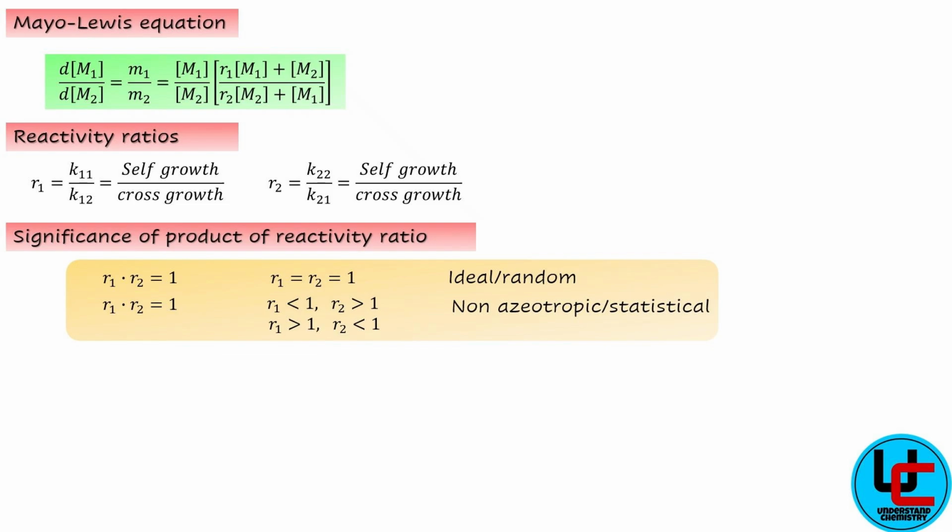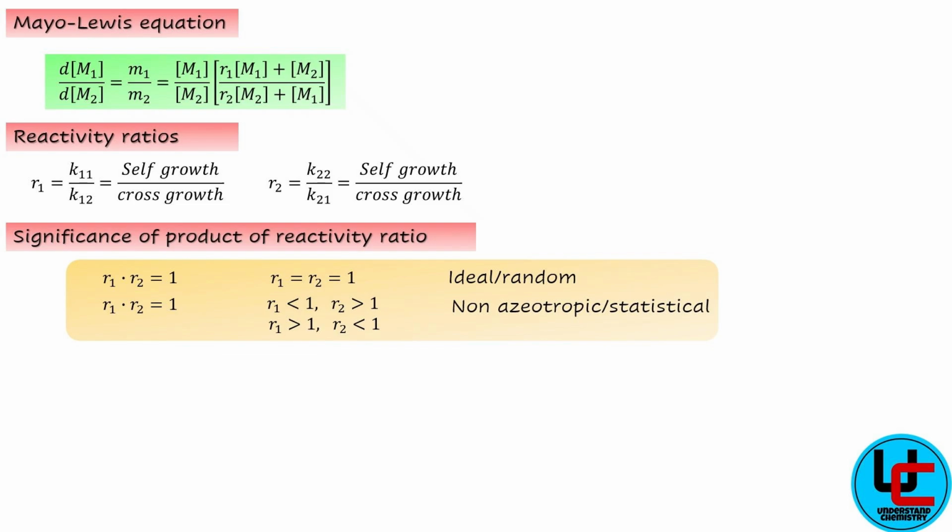Let us look at a few cases. If the product of r1 and r2 is equal to 1 and both r1 and r2 are close to 1, we get ideal or random copolymerization. If the product r1r2 is equal to 1 but one ratio is greater than 1 and the other less than 1, we get what is known as azeotropic copolymerization.